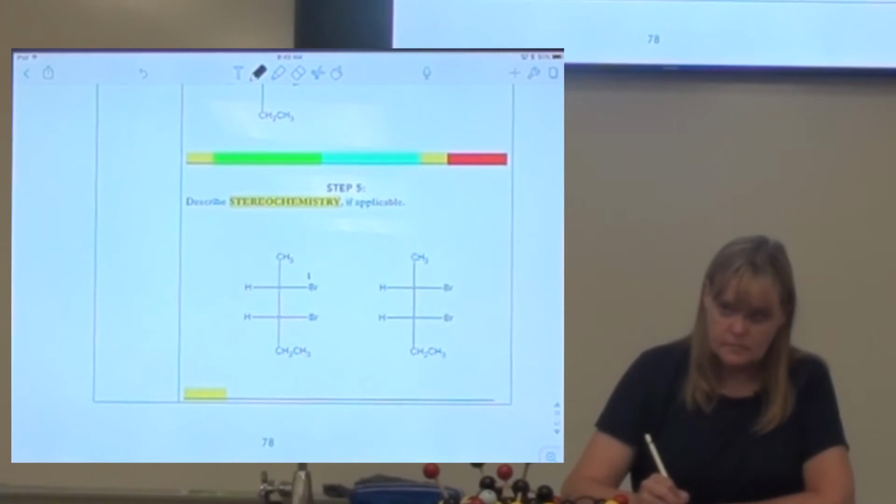Just to make sure, there is no functional group on this, right? Correct. Okay, sure. Good call.